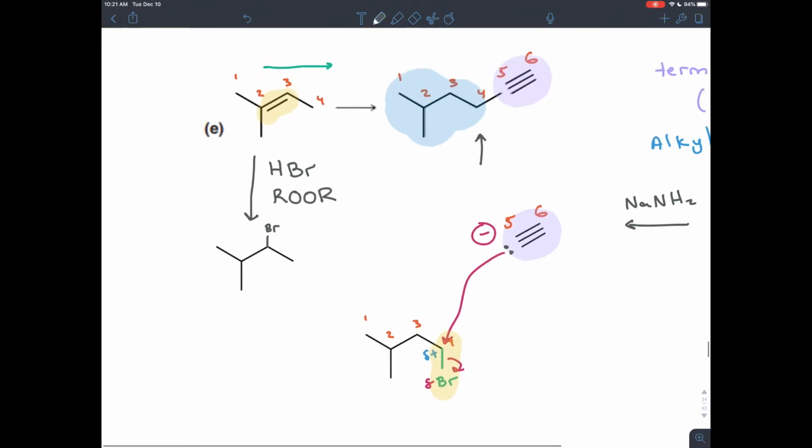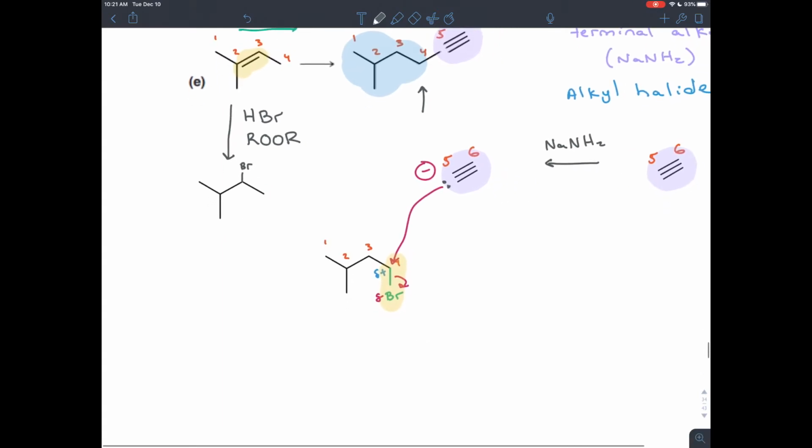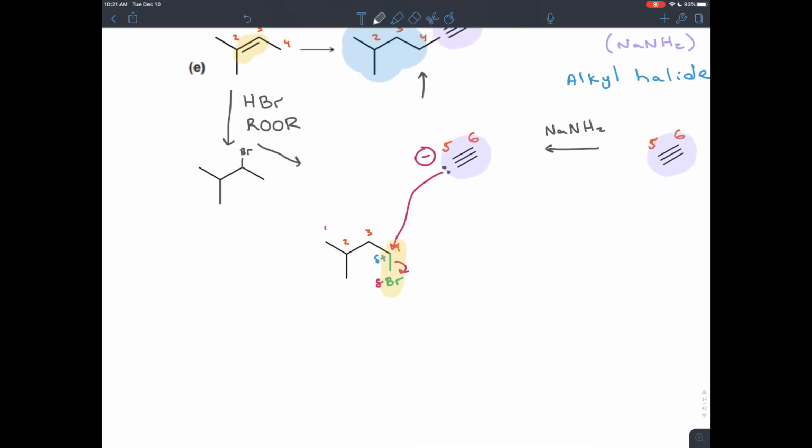Okay, so we did anti-Markovnikov addition of HBr. That's going to help us move the electrons to the right of the molecule in order to make the alkyl halide that we want. So now we want to move it again. We're going to do an elimination step. This bromine is not there in the product. We have to eliminate it in order to create the double bond toward the right side of the molecule.